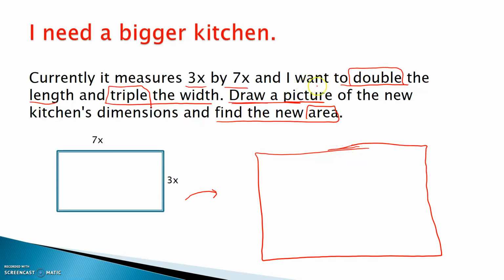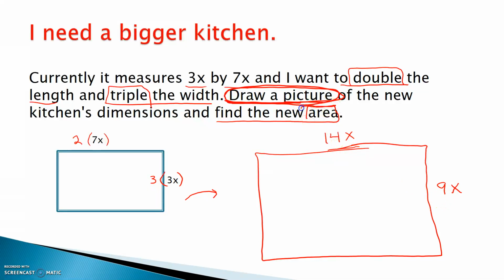So let's go back. It says I want to double the length. My length is the longer one, so the 7 up here. If I want to double it, I'm going to multiply this by 2. So it's 2 times 7x. This top piece turns into 14x. Now it says I want to triple the width. If I want to triple this, I have to multiply by 3. So what's 3 times 3x? That is going to be 9x. Now all I've done is satisfy this part of the question: draw a picture of the new kitchen and its dimensions. Here's the new kitchen and its new dimensions, 14x and 9x.